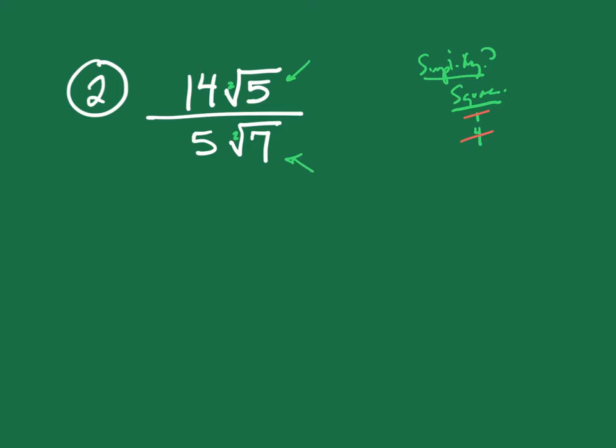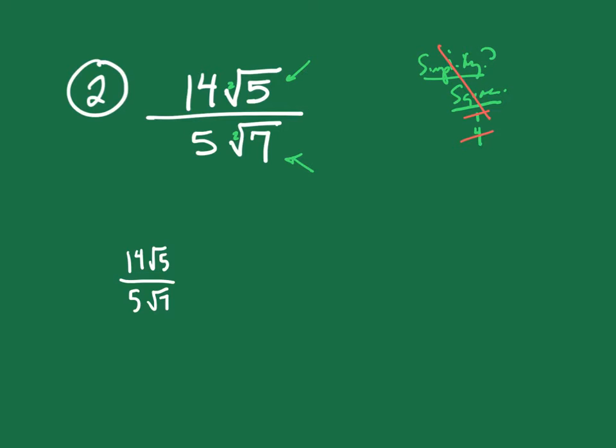We don't do anything with 1, but 4 doesn't go into 5. It doesn't go into 7. And that's basically all you need to check for the simplifying part. So in order to rationalize, we've got 14 square root of 5 over 5 square root of 7.